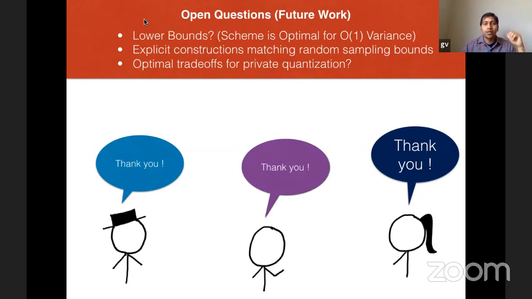One way to achieve this is probably using a union of polytopes, or maybe some other Minkowski sum of polytopes or something like that, that can probably improve on the bounds. And finally, we still want to investigate what the optimal trade-offs are for private quantization. If you want to achieve any privacy, what is the price for privacy that we pay in terms of communication and variance? And yeah, so that's it.